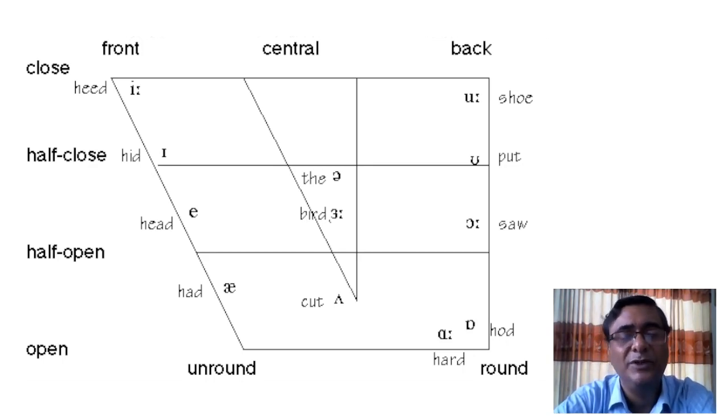Round and unround is purely lips, whether the lip is round or unround. So you will definitely ask, sir, what does it mean? Again, notice what I'm doing. Had, head, heed. My lips are flat. Forget open, half close and close; this distinction, forget it right now. Right now, just try to realize whether my lips are round or unround.